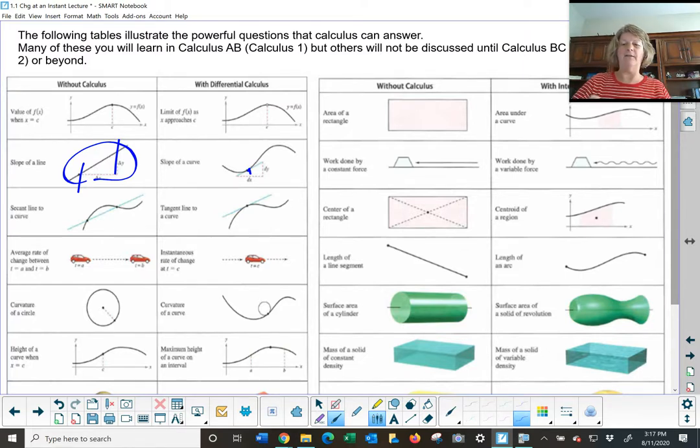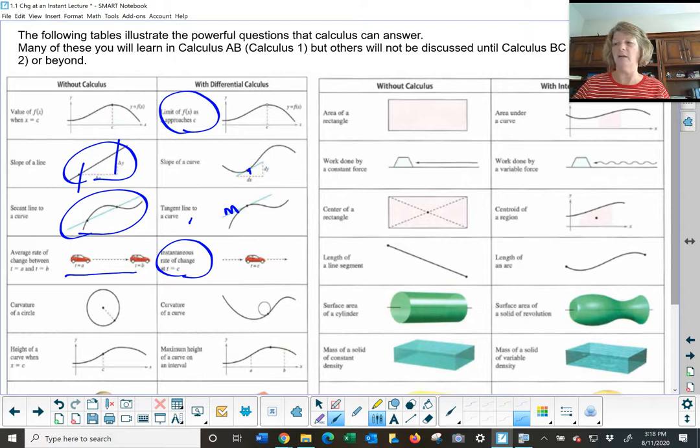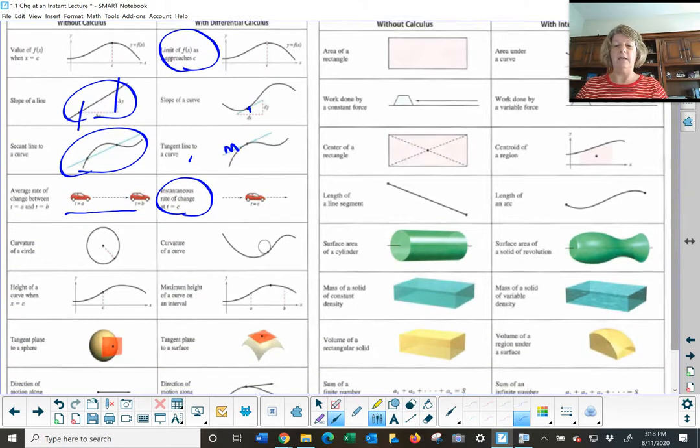We're going to talk about the value of c. I can also talk about what the function approaches at time c. That's the idea of a limit. Secant lines, tangent lines. With a secant line, I can get the average rate of change. Can I get the slope? I'm going to put an M there for slope. The slope of a tangent line. Average rate of a car. We started out our lesson today on that. Instantaneous. What happened at 5 seconds? Not from 5 seconds to 6 seconds. The curvature of a circle and the curvature of a curve. Just all kinds of things we can do.